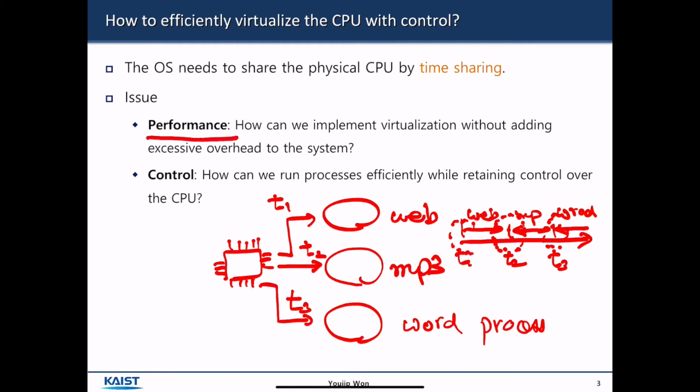The second issue is control. There are three processes here. We have chosen the web server as the first process to execute, the MP3 player as the second, and the word processor as the third. However, there are three factorial ways of executing these processes. So what is the best way to select the next process to run?